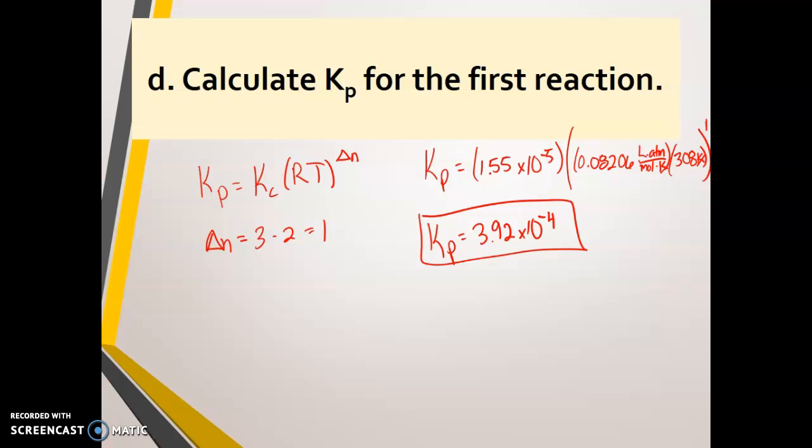So that is it for sections 13.3 and 13.4. We're going to start looking at the application of the equilibrium constant next.